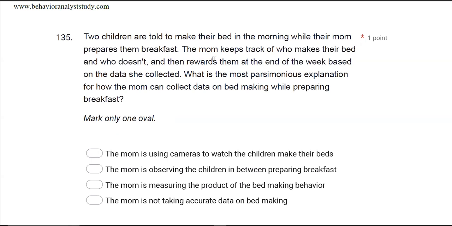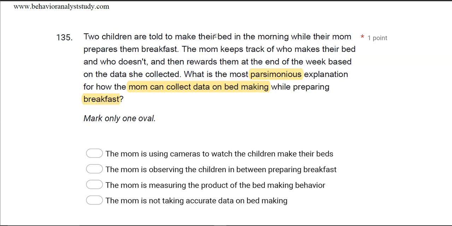Now, if we rewrote this, what is the most simple explanation for how the mom can collect data on bed making while preparing breakfast? This question probably becomes a lot easier because the question isn't necessarily tricky. It's really testing your knowledge of this word, parsimonious. And parsimony means using the simplest explanation first. So in other words, what's the most simple explanation for how the mom is able to collect data on bed making while also preparing breakfast?